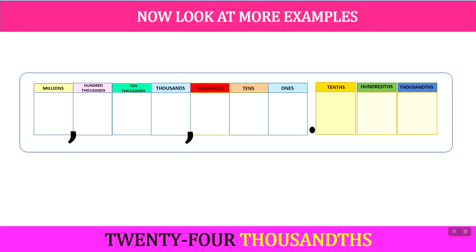Now what about 24/1,000ths? Remember, thousandths means we need 3 digits after the decimal. And so we will write 2 in the hundredths, 4 in the thousandths, 0 in the tenths, 0 in the ones. We read that as 24/1,000ths. This can be written again as 24 over 1,000 as a fraction.